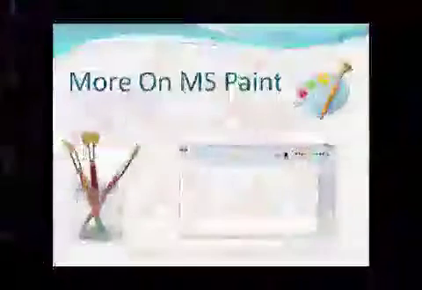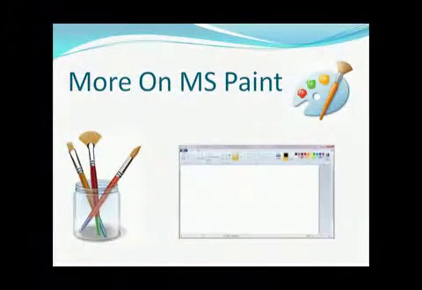Dear students, today we are going to start a new chapter, chapter 7, that is more on MS Paint. First of all, what is Paint? Paint is a program used to draw and color pictures.